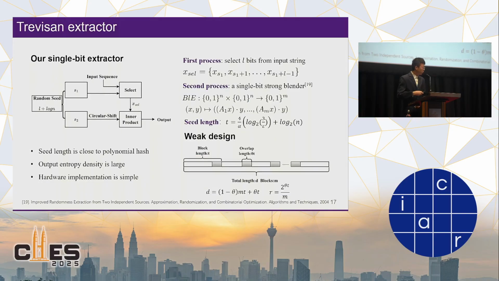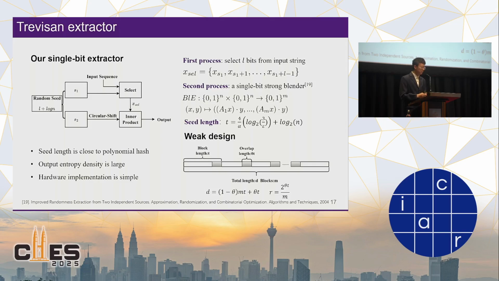So our single bit extractor also has two steps. The first seed is S1 and the second seed is S2. S1 is used to select one random bit from the input, and the first process takes L bits. After the selected random bit, these L bits are called XL. The second process is a single bit strong blender.